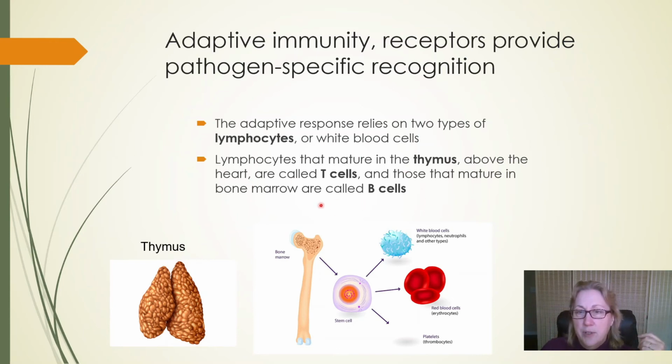And the adaptive immunity involves 2 kinds of cells, T cells and B cells, and they're called that based on where they initially form. T cells originate in the thymus, and B cells originate in the bone marrow. And that's why they're called that.